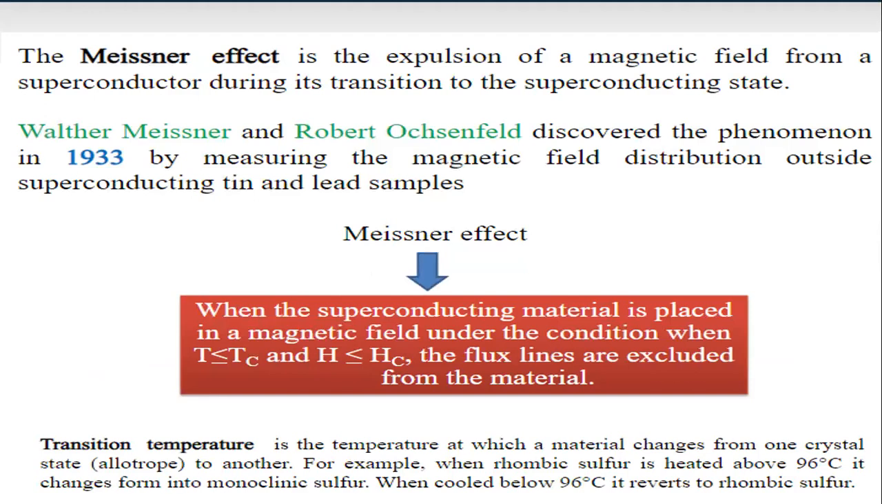So what is actually the Meissner effect? The Meissner effect is nothing but the expulsion of magnetic lines of force, the magnetic field, from the superconducting element during its transition to a superconducting state. Meissner and Robert Ochsenfeld discovered this phenomenon in the year 1933 by measuring the magnetic field distribution outside superconducting tin and lead samples.